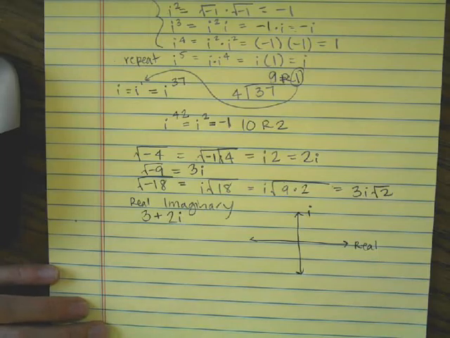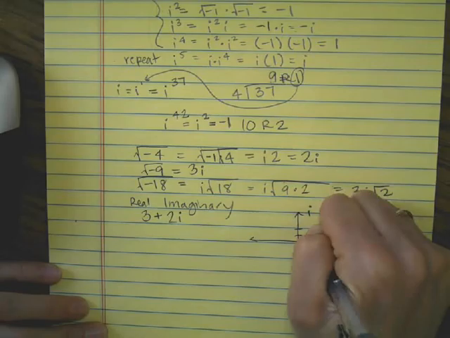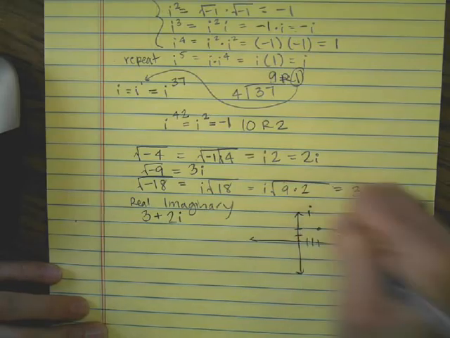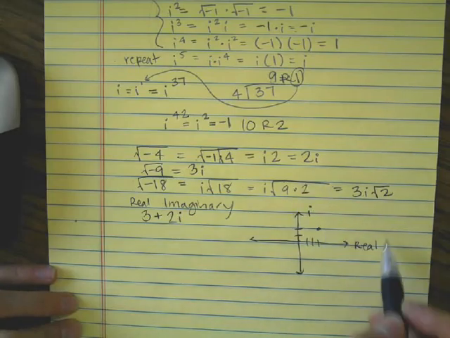Okay, and the way you would graph this is you would go out to 3 on the real part and up to 2 on the imaginary part, and that would be where the point is graphed. It's really confusing. Why? How can you graph an imaginary number? You're graphing it on a whole different graph.